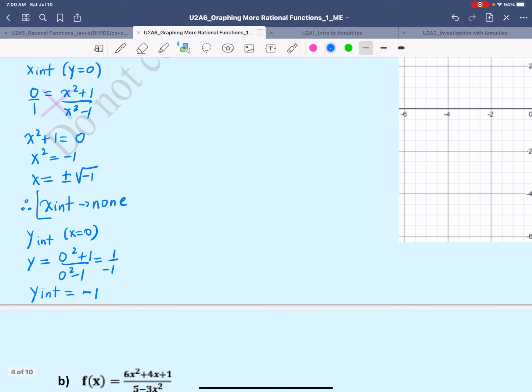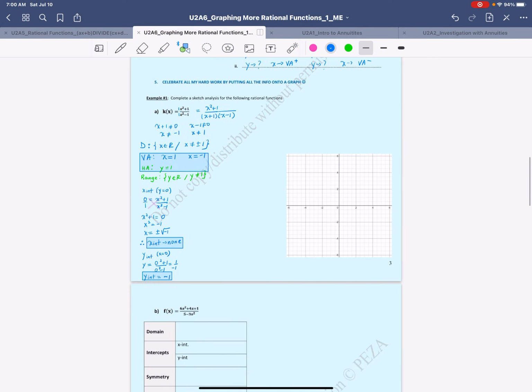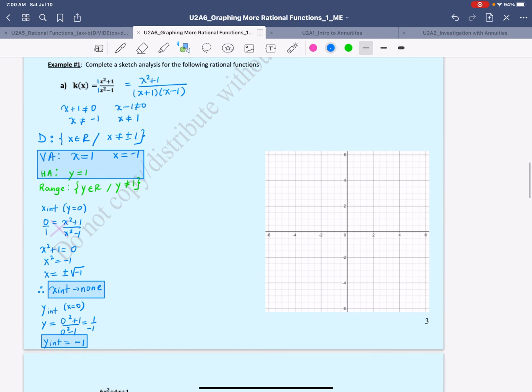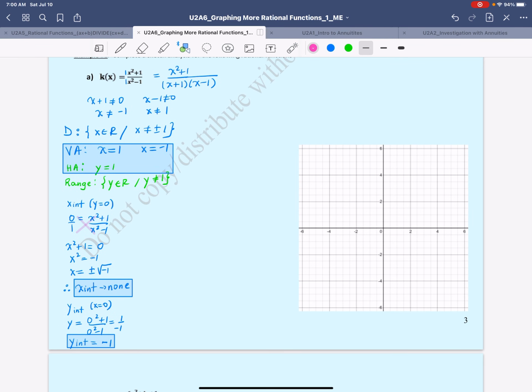And there is no x-intercept, but there is a y-intercept at negative 1. So since we're here, we are going to put everything on the graph. So I will draw the vertical asymptotes at 1 and negative 1. So here is the vertical asymptote x equals negative 1. And here is the vertical asymptote x equals positive 1. And the horizontal asymptote, which is at y equals 1.